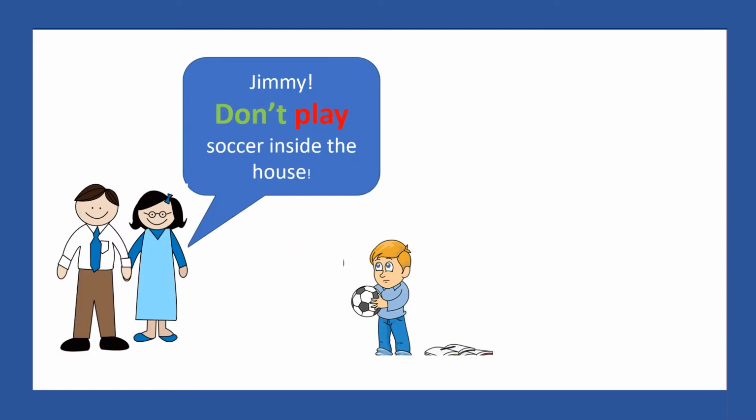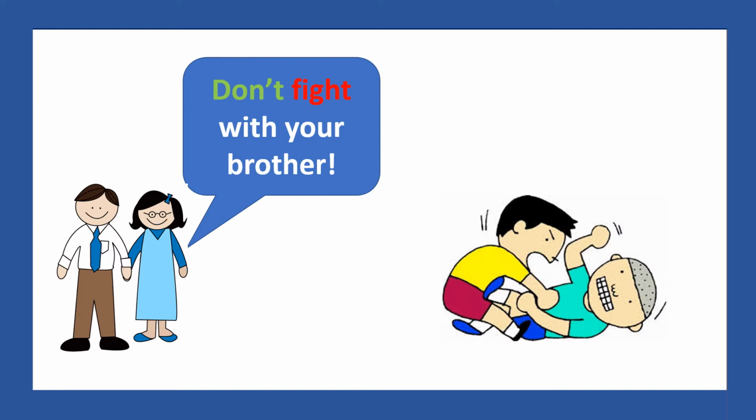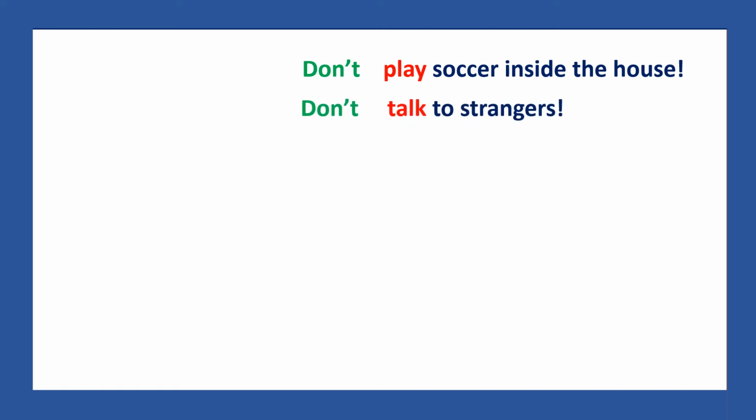Let's look at more things parents tell their children to do. Jimmy, don't play soccer in the house. Don't talk to strangers. Don't take any candies from strangers. Don't fight with your brother. Let's look at these sentences. Don't play soccer inside the house. Don't talk to strangers. Don't fight with your brother.